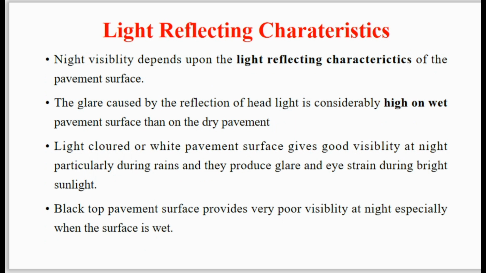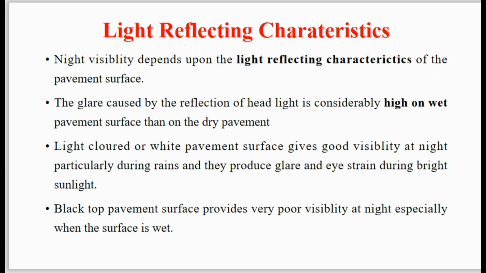Next is the light reflecting characteristics. Night visibility depends upon the light reflecting characteristics of the pavement surface. The glare which is caused by the reflection of the headlight is considerably higher on the wet surface than on the dry pavement. The light colored or white pavement surface gives good visibility at night, particularly during the rainy season, and they produce glare and eye strain during bright sunlight.